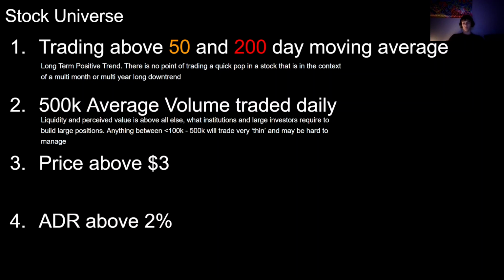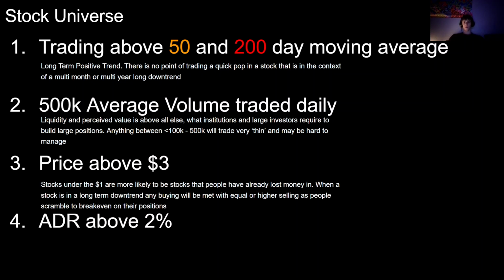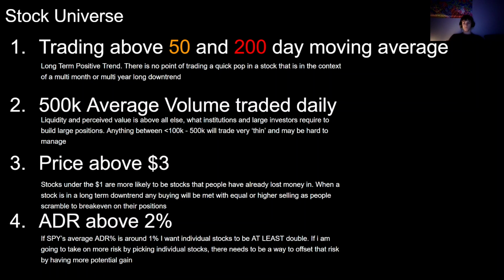And then you want price to be above $3. I already said more about Fidelity, but stocks under $1 are more likely to be stocks that didn't start at $1. They're already stocks that people have lost a lot of money in. So when they start to trend upward, they're going to be met with a lot of selling as people try to break even on their old positions or make back a little bit of profit that they could have missed out on. And then ADR above 2%.